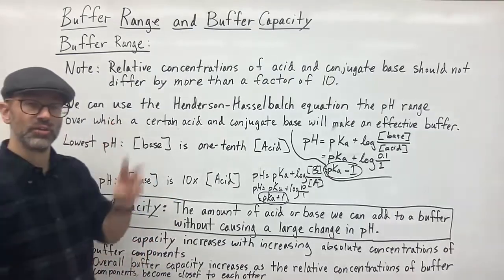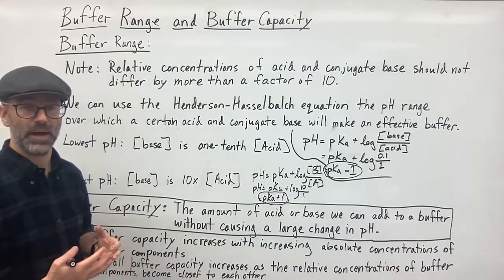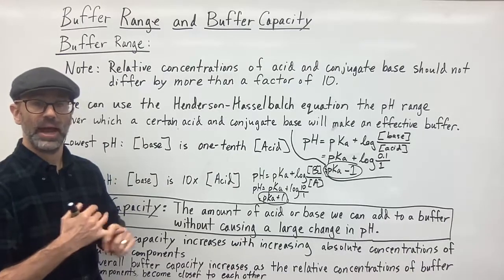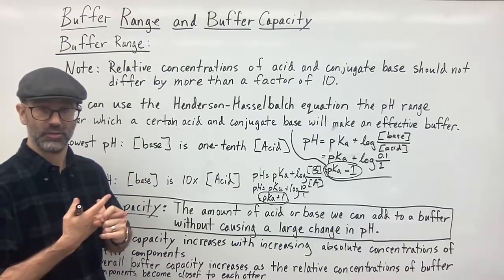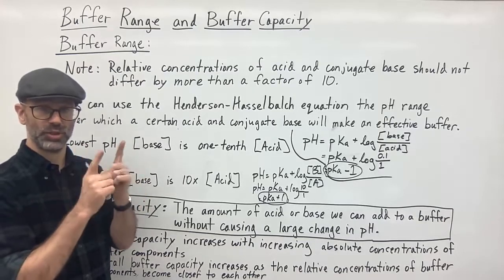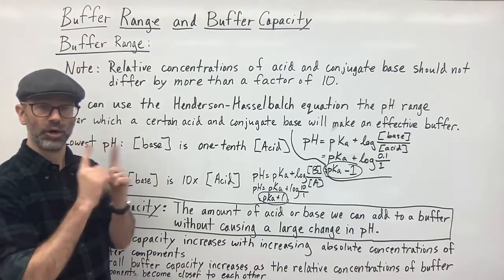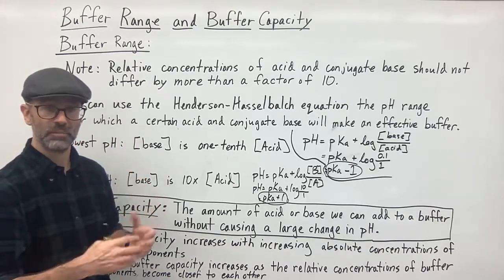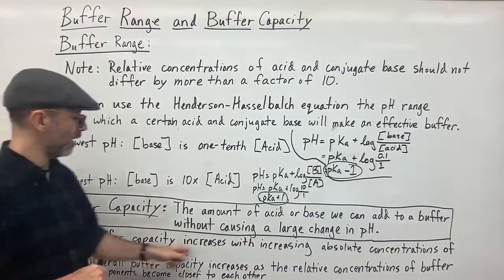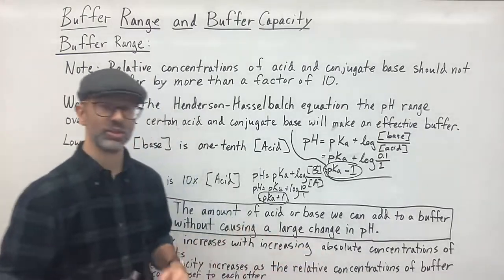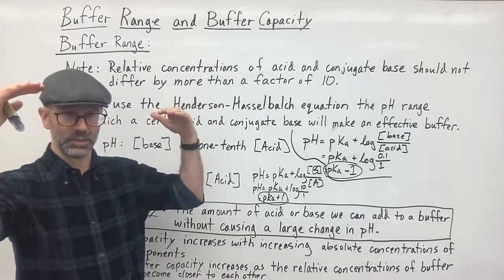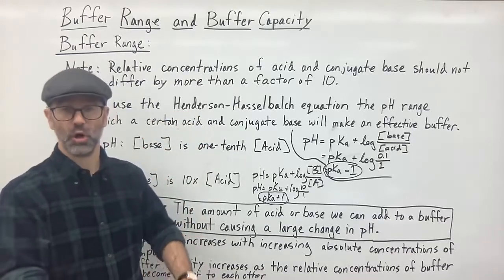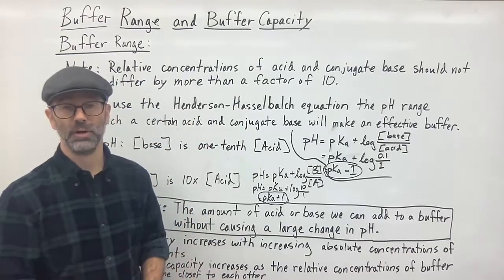So there's two things you want to keep in mind that affect buffer capacity. It's the absolute amounts of your acid and conjugate base, and it's the relative amounts of your acid and base. The relative amounts should be close to each other, like equal to each other. The more equal they are, the better the buffer capacity. And the capacity increases again with the absolute concentration. So the higher the concentrations of your acid and base, the higher the buffer capacity. The more dilute your buffer is, the lower the buffer capacity.